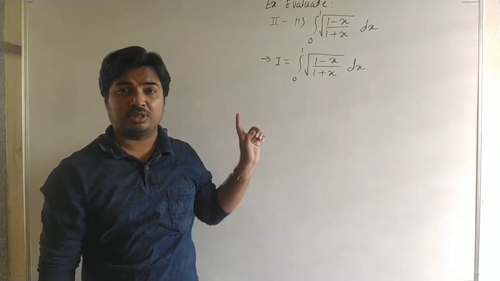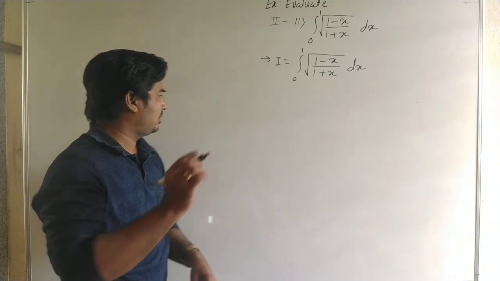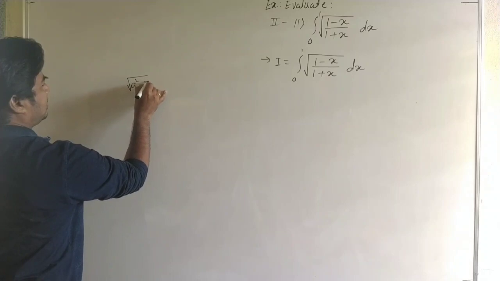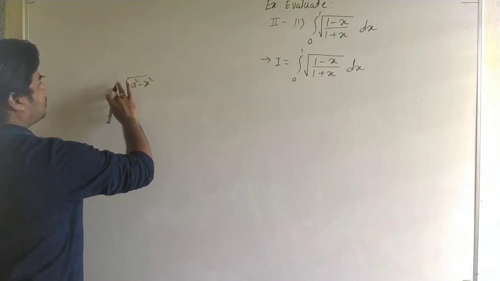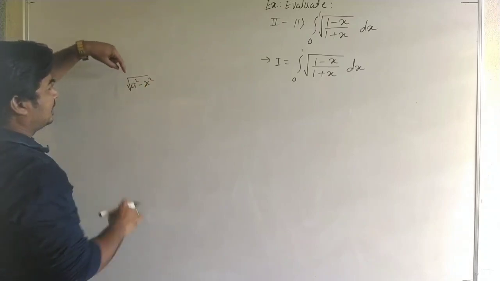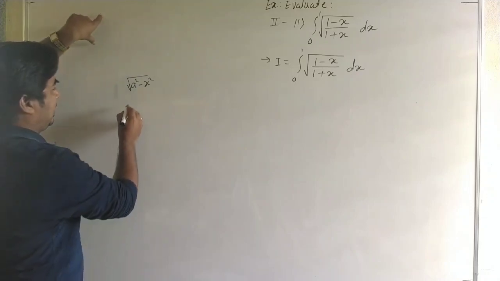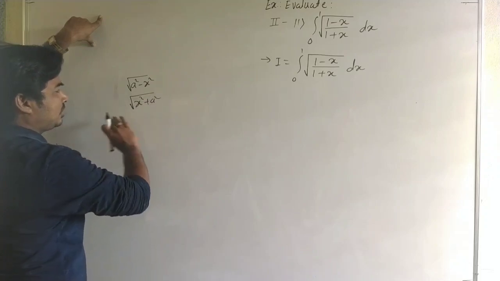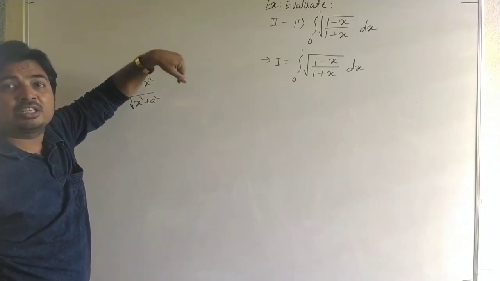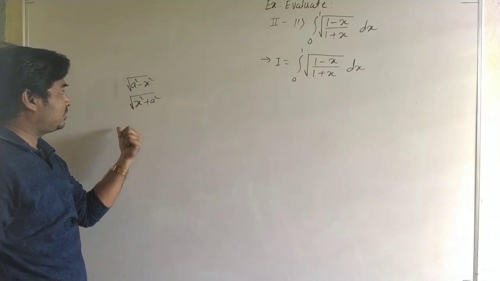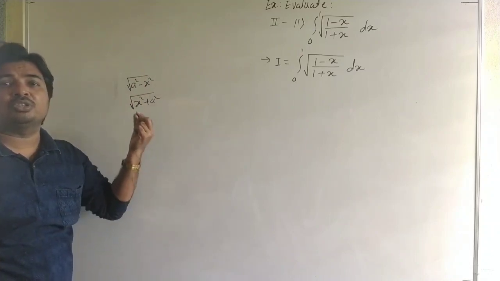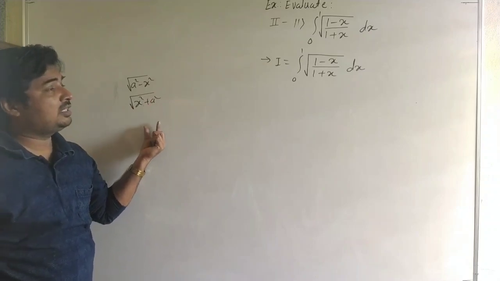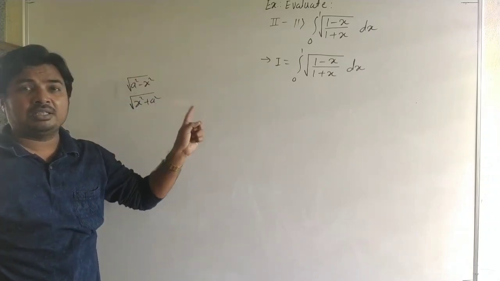Okay, special substitution. For the integral of under root of a square minus x square, we substitute x is equal to a sin theta. For under root of x square plus a square, we substitute x is equal to a tan theta, and for under root of x square minus a square we substitute x is equal to a sec theta. And for under root of (a minus x) upon (a plus x), like that, we substitute x is equal to a cos theta.